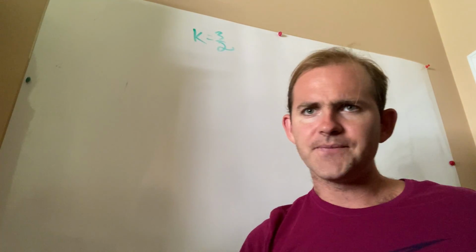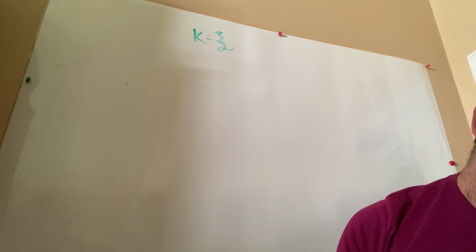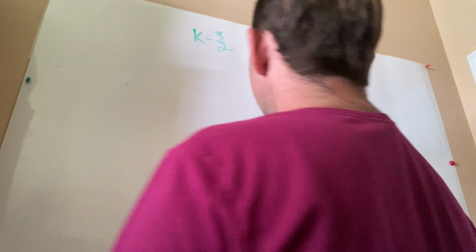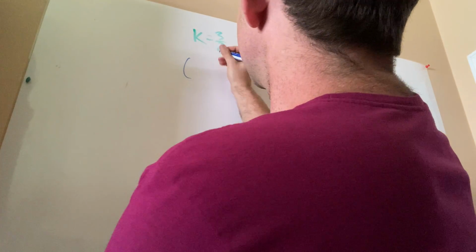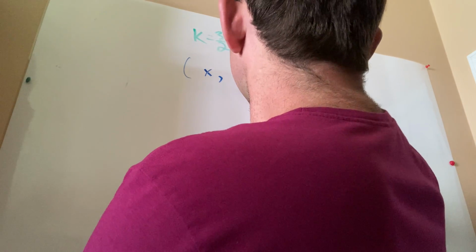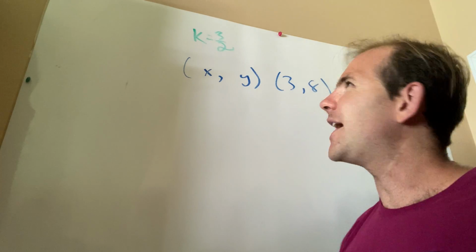Okay, so they tell me the scale factor, right? They tell me that the scale factor is 3/2, and that the coordinates of the point after the dilation has been performed are 3, 8. So here's what I know. I know that in order to get from the original coordinate, which I'll call x, y, to these, I had to multiply by this, right? So I'm going to write this coordinate rule: 3 halves x, 3 halves y.